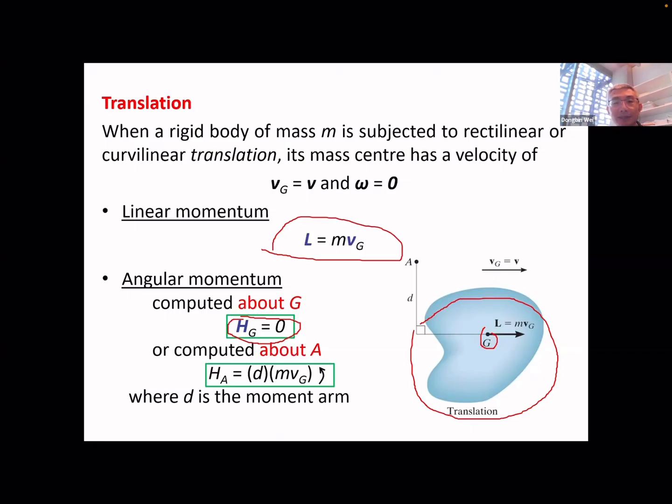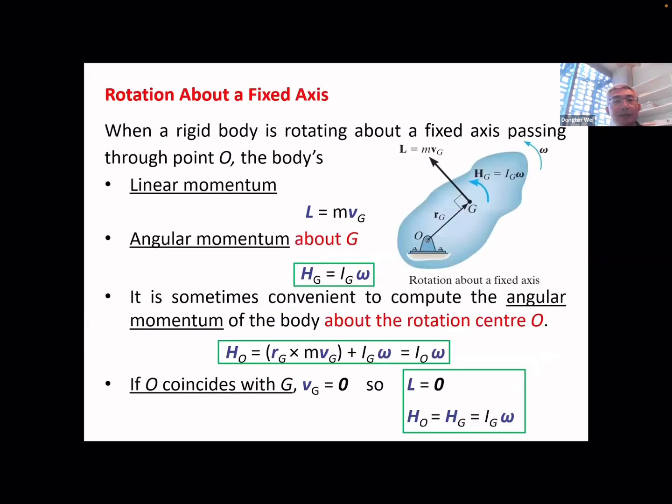But of course, sometimes you select other points. For example, point A for your calculation could be simple, it could be convenient for you. And in that case, this angular momentum won't be equal to zero. This is for translation.